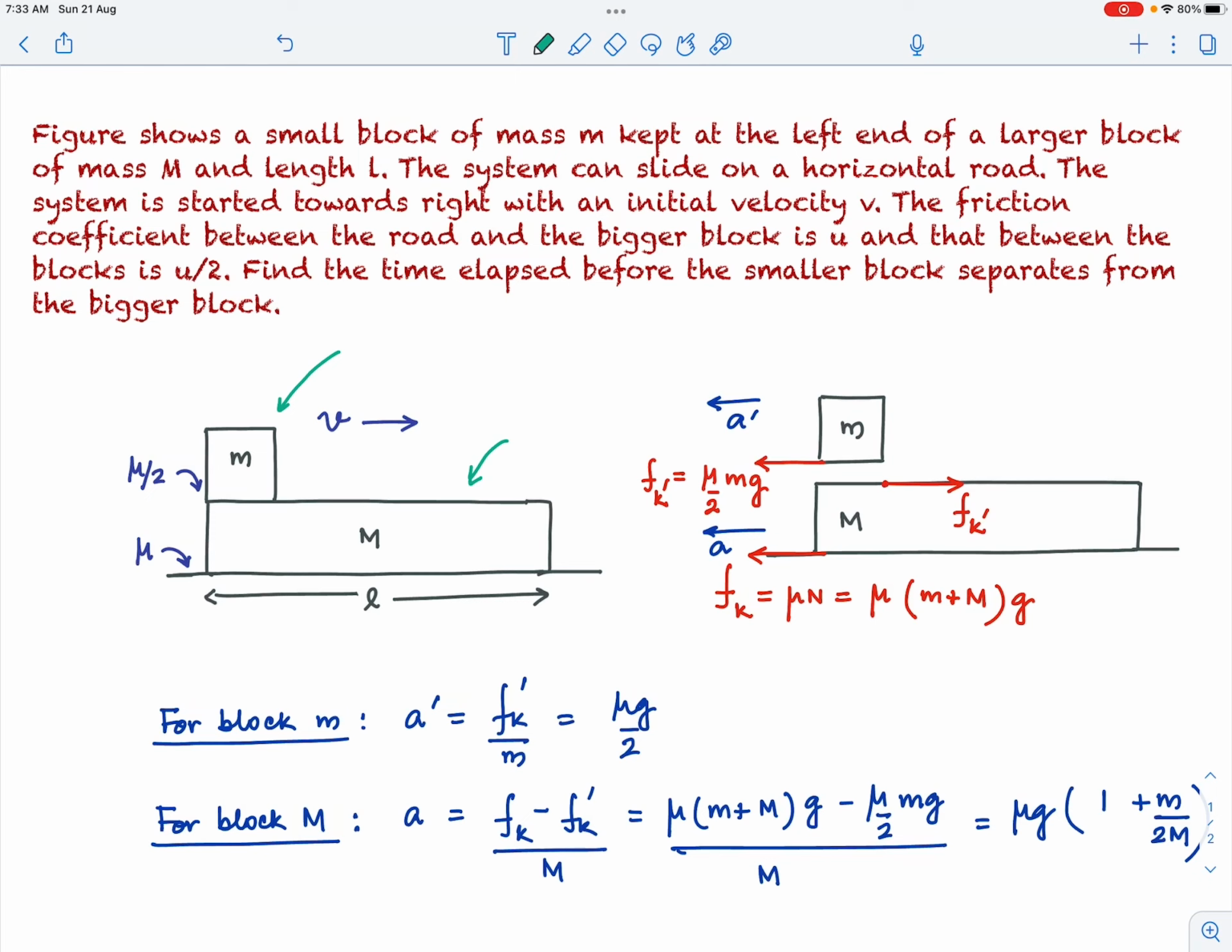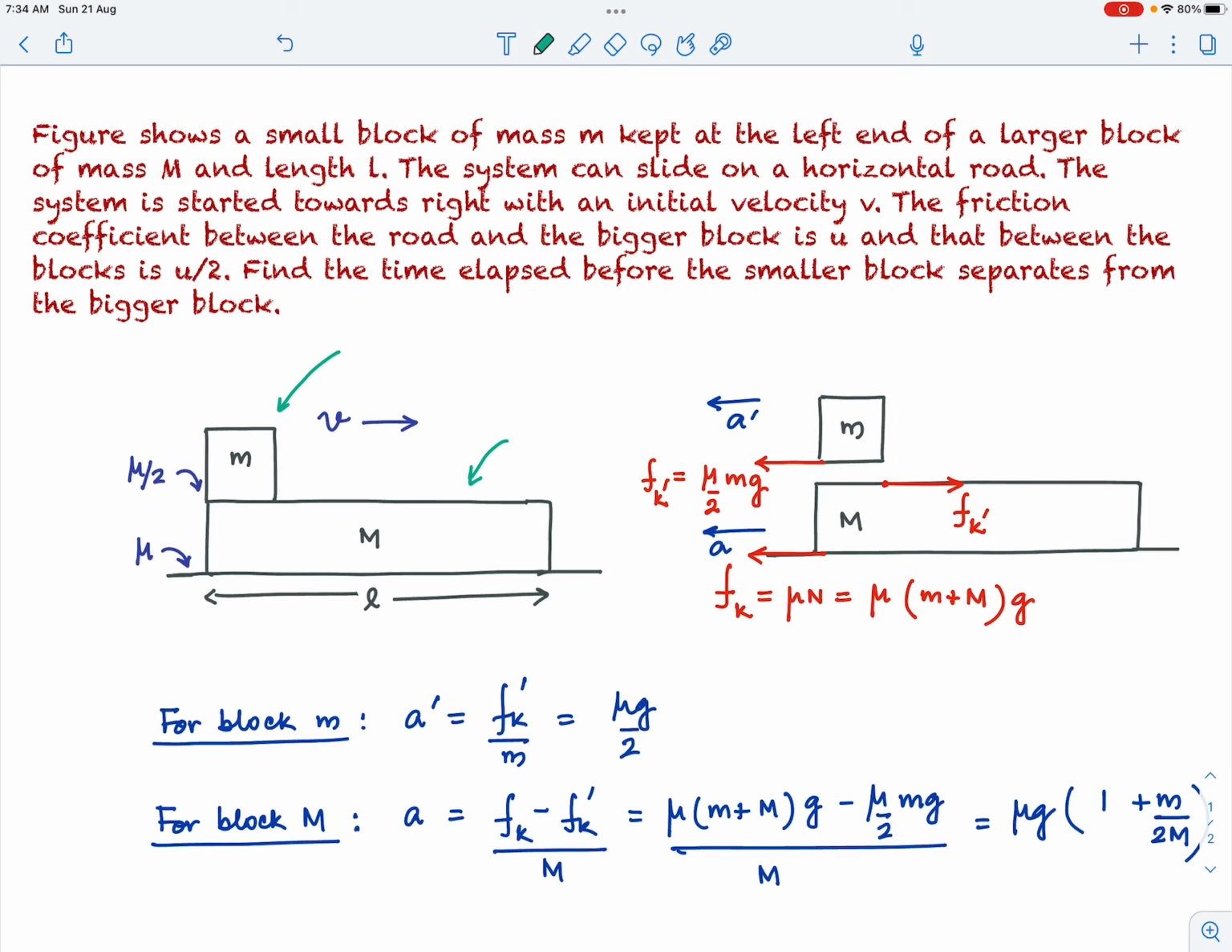See that as the blocks move towards the right under the effect of this initial velocity, friction will act between both pairs of surfaces. Capital M will experience a backward frictional force from the ground, so it will tend to slow down under the effect of that friction. The smaller block is also experiencing a backward force of friction from capital M.